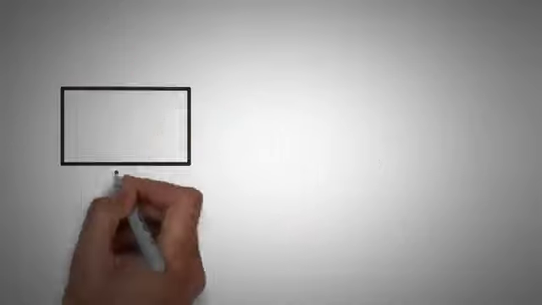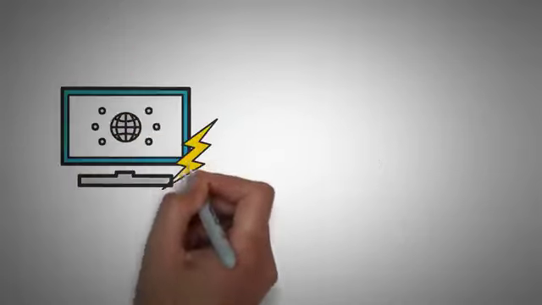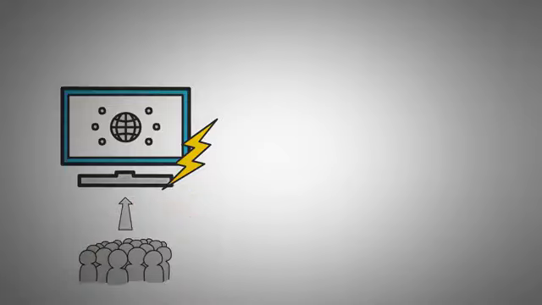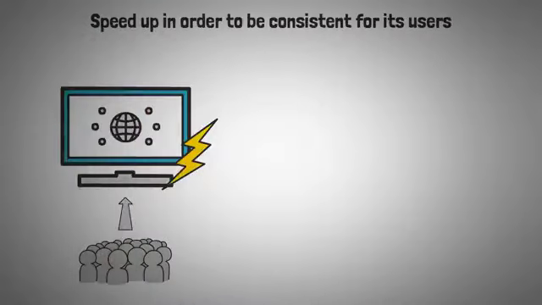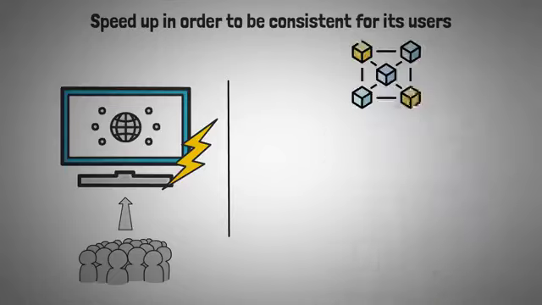Now, as Hoskinson has said, we actually want things to speed up as more users use a system, not slow down as many of them do. If the network is being used, it needs to speed up in order to be consistent for its users. What he meant was that a blockchain's capability should scale linearly with its usage.